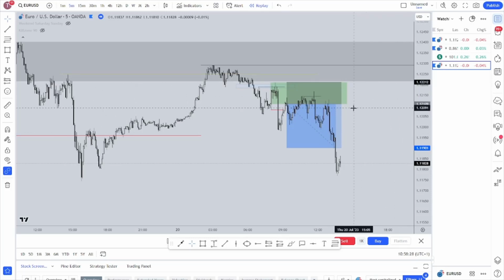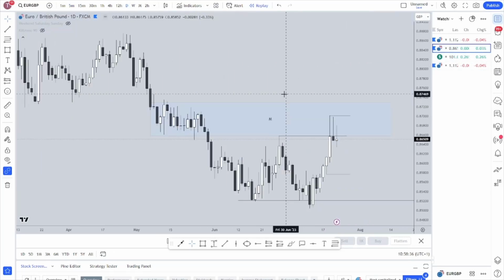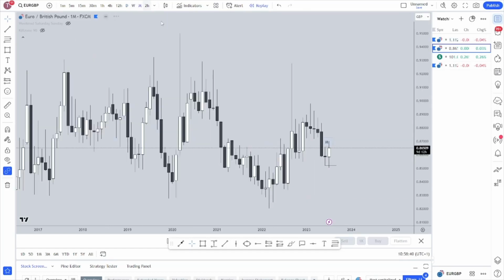Okay, so what we're going to do now is go over my weekly outlook for next week. Starting off with Euro GBP, might as well be on that chart.